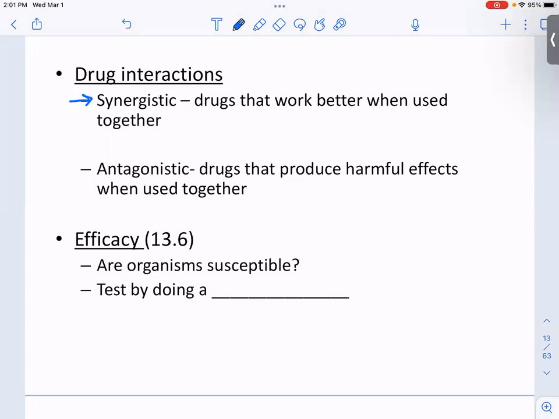And lastly, you have to think about whether the organism that you're trying to kill is susceptible. So there could be reasons that it's not susceptible. Maybe you're trying to kill a bacteria that doesn't have a cell wall with penicillin. That's just not going to work. Okay. But the other reason is the organism may have acquired some kind of resistance. So we can test that by doing a Kirby-Bauer test.